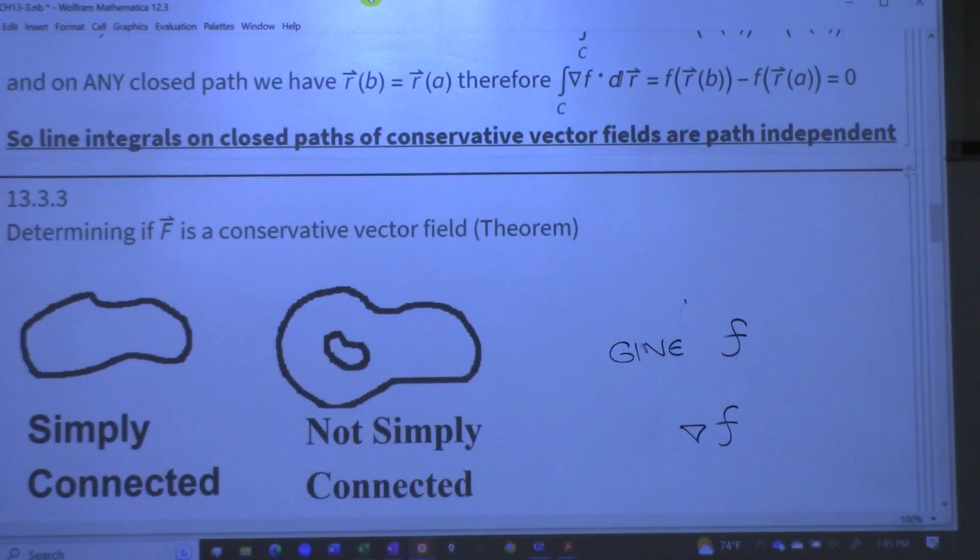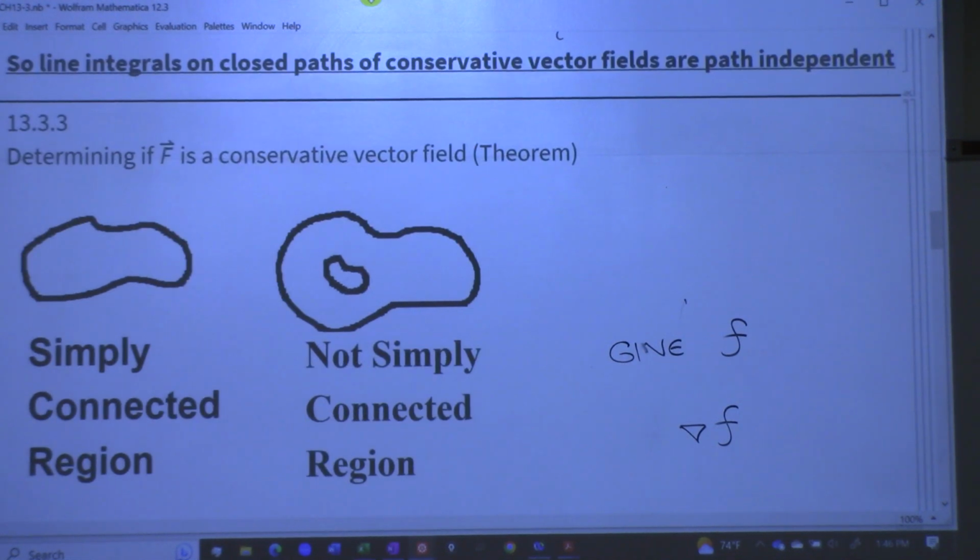And we did one example of this. Y'all wanted to see it. We did the partial integration. We're going to do a little bit more of it now. But before that, to determine if f is conservative, we first need to look at the definition of what a simply connected region versus a non-simply connected region means.